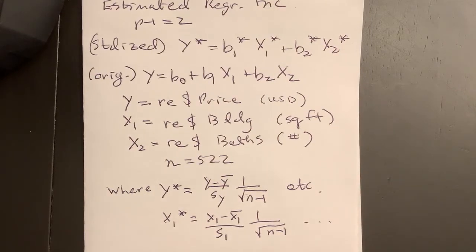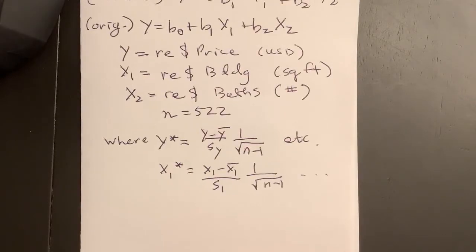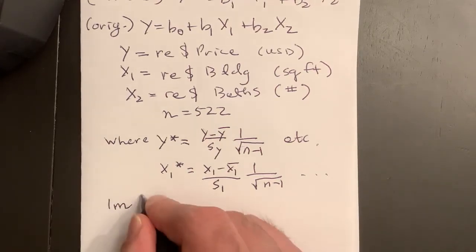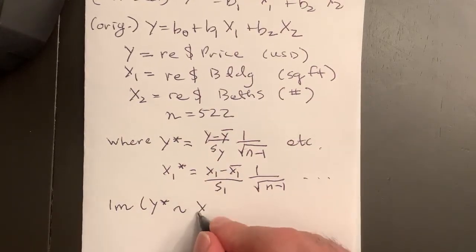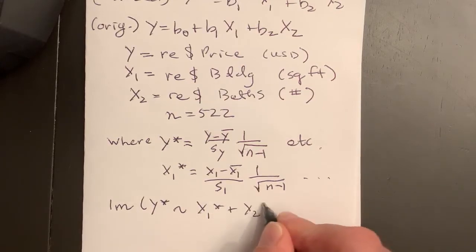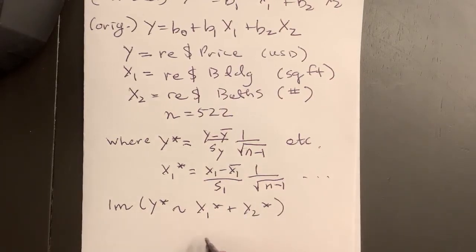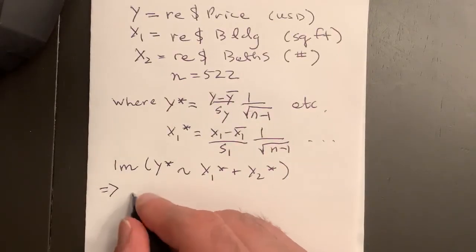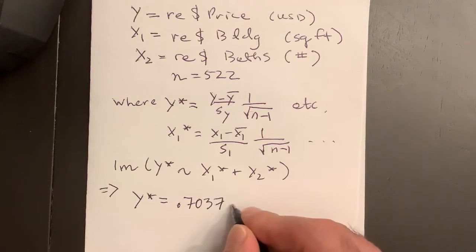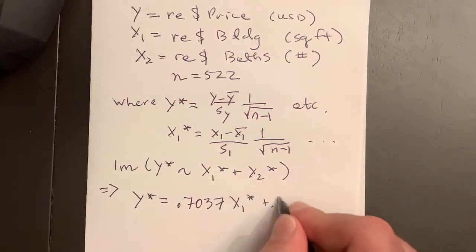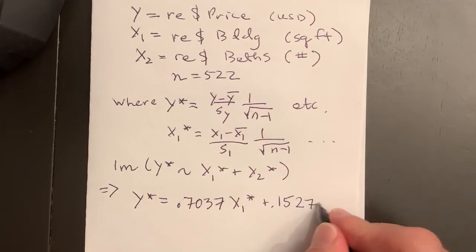Okay. Now, with these set like this, we could just run the lm command to find the coefficients. So suppose we do that, and we would run something like lm of y star on x1 star plus x2 star, and suppose this leads to the following for b1 star and b2 star. I get y star equals 0.7037 x1 star plus 0.1527 x2 star.